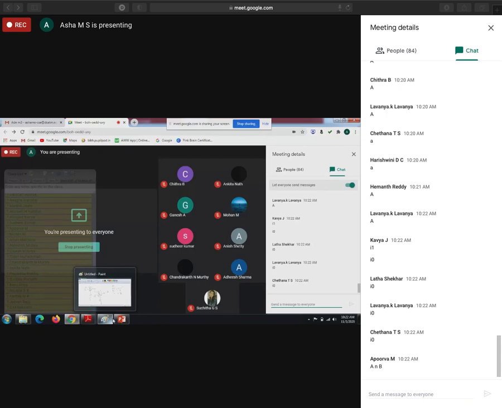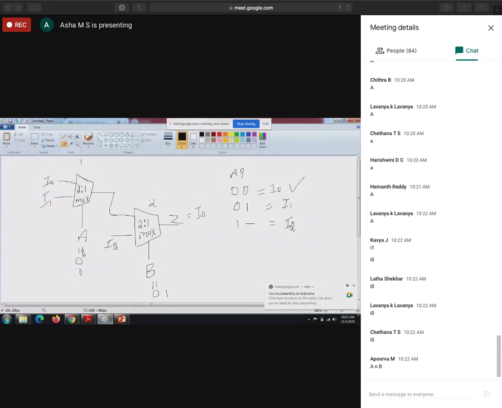The first condition is accepted, the second condition is not accepting. Just interchange the selection lines and see. We'll interchange the selection lines and see whether it will work properly. Okay, I'll change this to B and this to A. Now check.